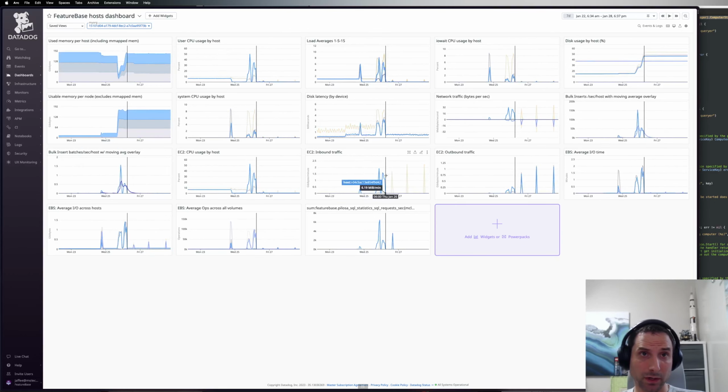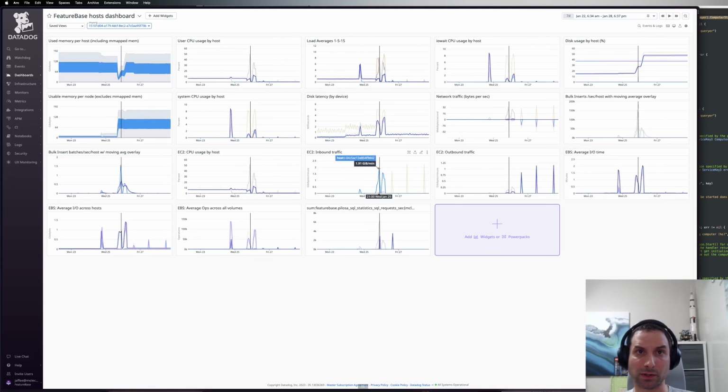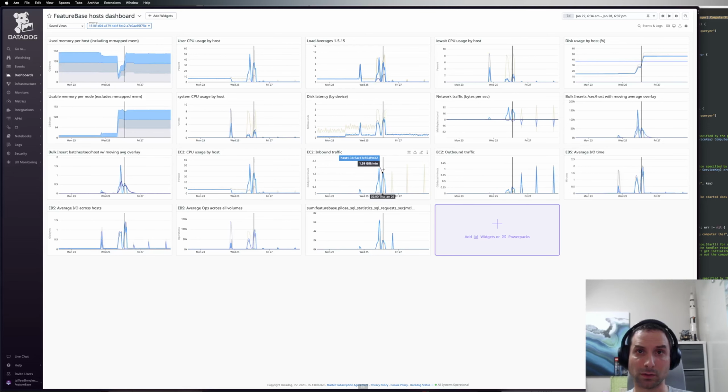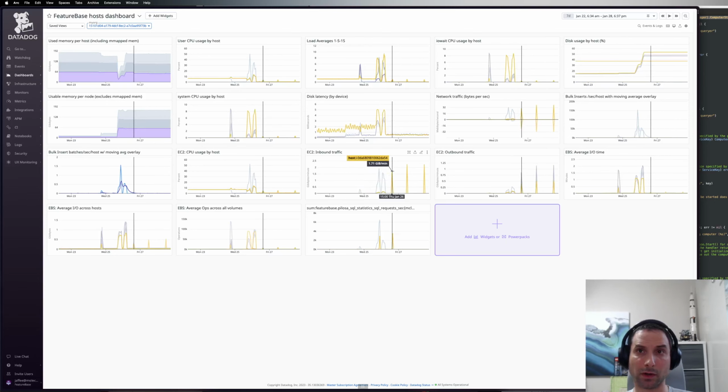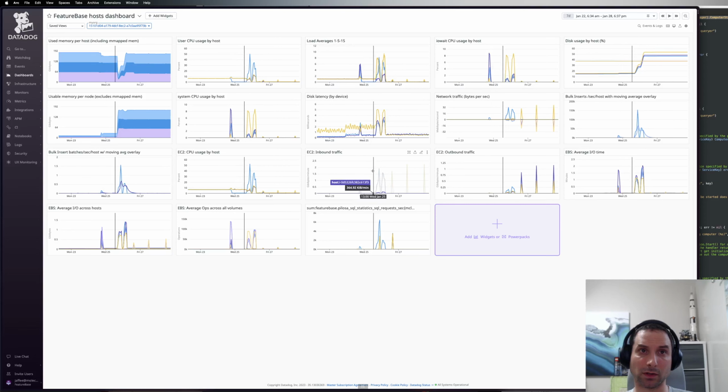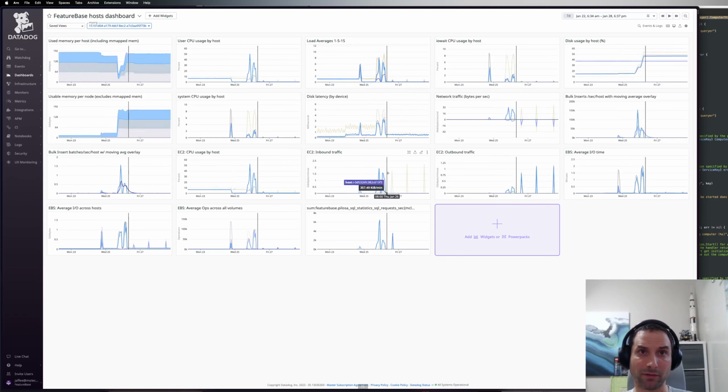There's network traffic on here. These are EC2 specific network traffic metrics, but you can pull host metrics that are going to look very similar. Keep in mind that on EC2, if you're using EBS volumes, those count toward network traffic as well. So if you're doing a lot of writes to EBS, you should see those on your EBS charts and on your network traffic charts.